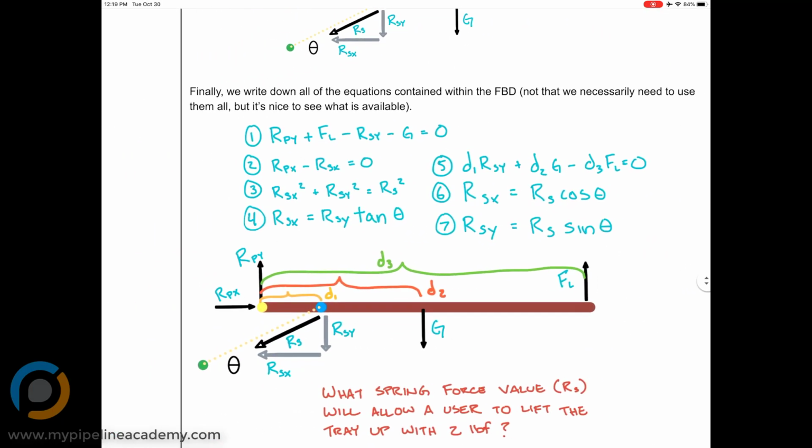All right, so equation number 5. D1 RSY. This one might be a little confusing because I don't think we've talked about it in this context. This is a moment, obviously, right? Distance times force equals the moment. So distance RSY is a force plus 2g, that's another moment, minus the third moment, D3 FL, equals 0.